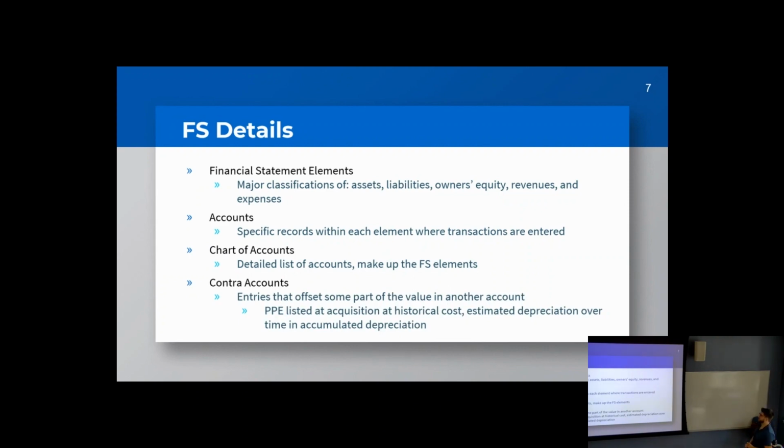And then lastly, we have contra accounts. Right, so typically there's going to be offsetting entries. When we're dealing with the balance sheet, there's always going to be offsetting entries where every time we have an increase in assets, we have a corresponding increase in liabilities or equity, shareholder equity.